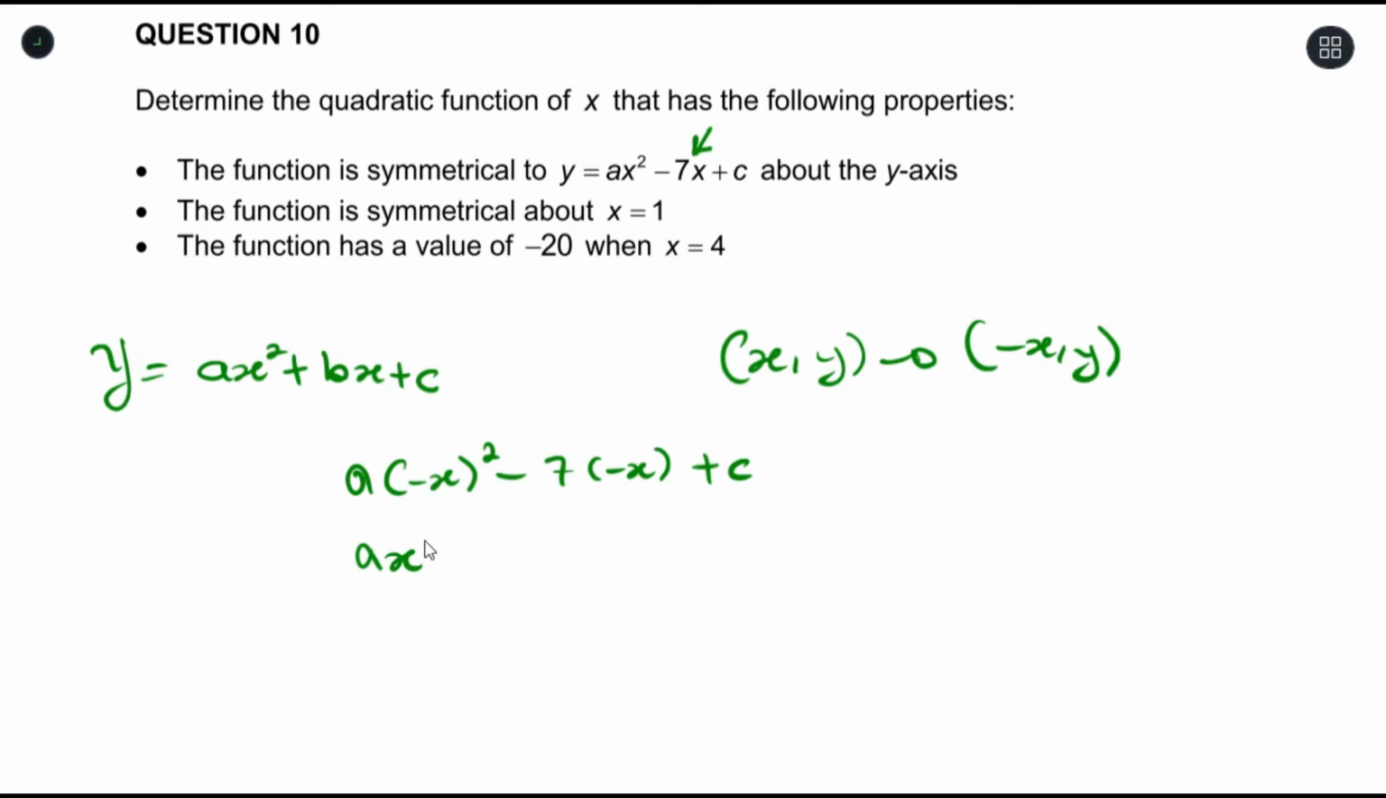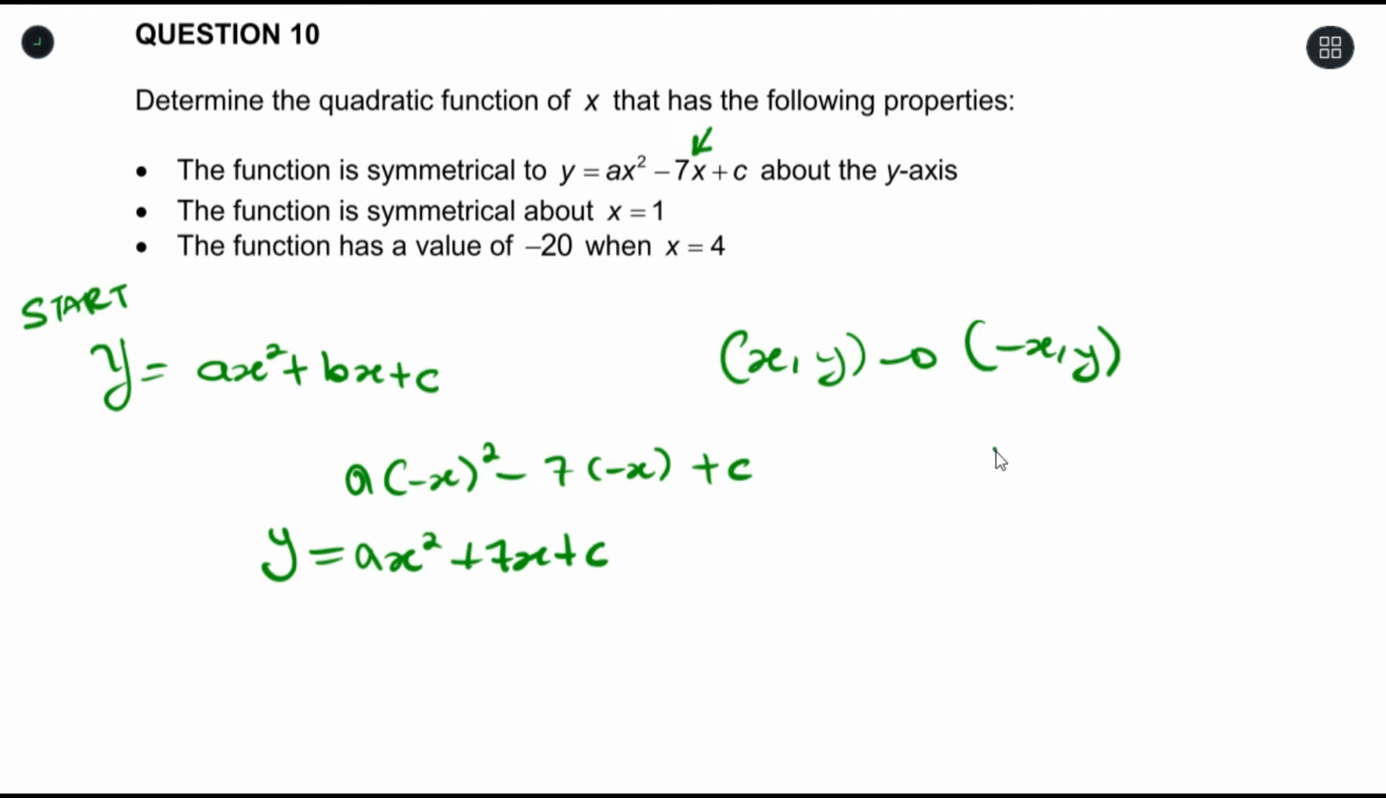So therefore, what we got from this first property is that our b is positive 7. So remember, this is where we start from. And so far, we have b, but we still do not know what a and c is. That's where the second property comes in. Now it says the function is symmetrical about the x equals to 1. And whenever your function is symmetrical about a specific vertical line, it actually means that that is your axis of symmetry. Okay, so x equals to 1 is your axis of symmetry.